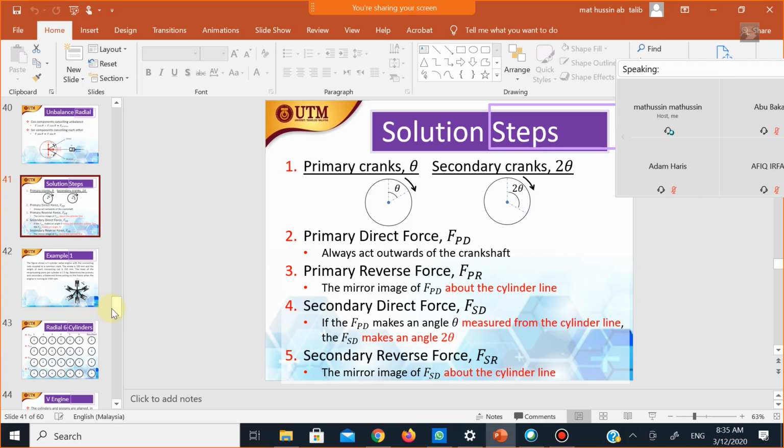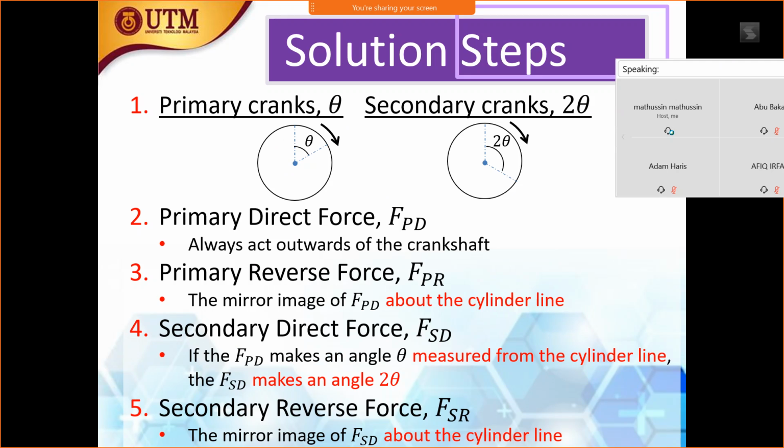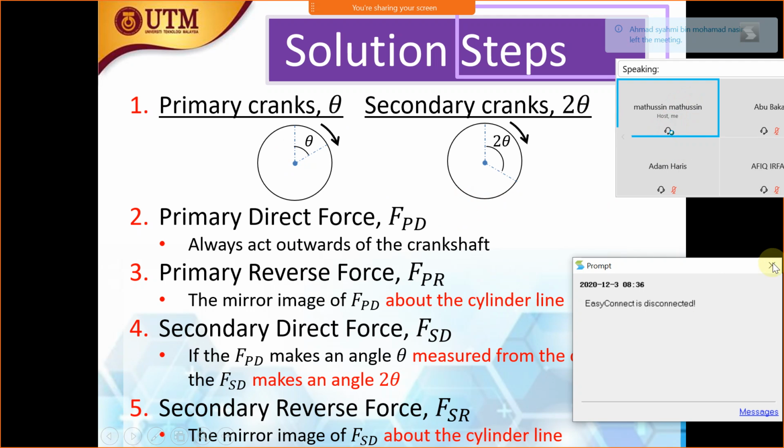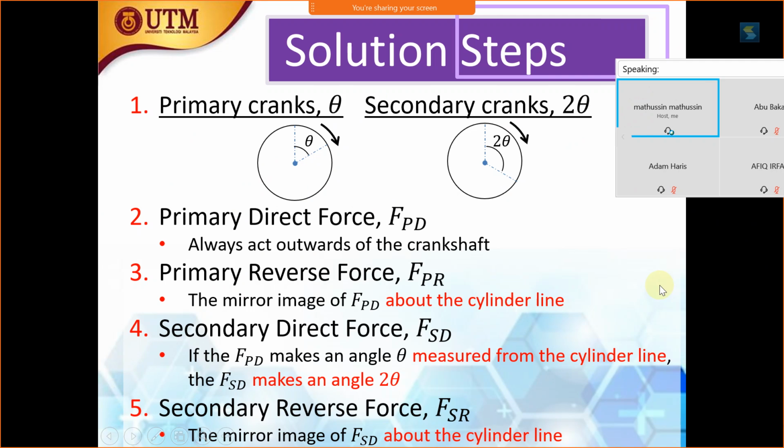regarding the question that your friend asked yesterday, I think this slide. Okay, before we start, let me explain again about the solution steps on the primary and secondary.